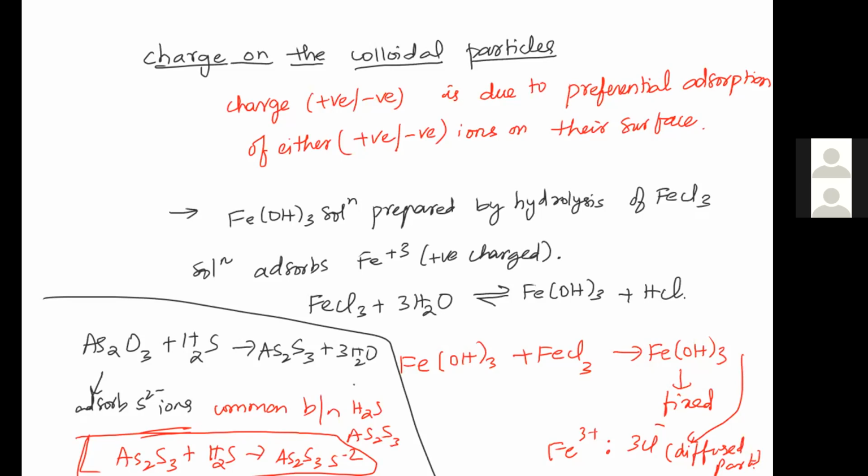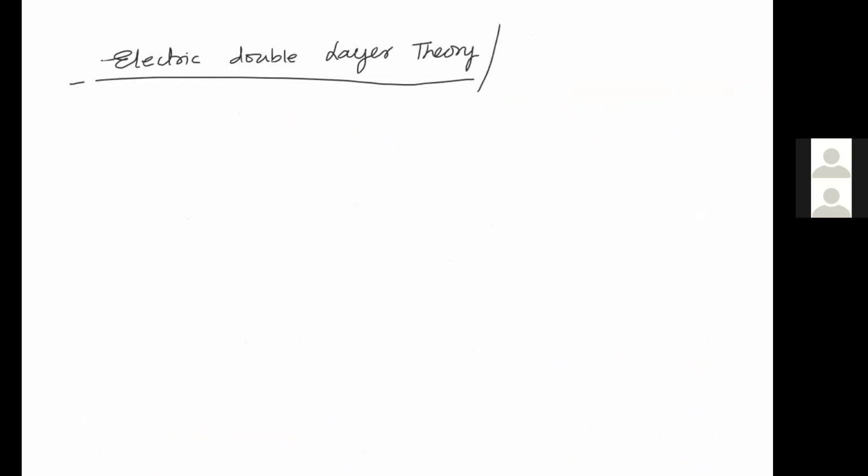Can I clear? So I'm clearing it. Next is electric double layer theory. It is called electric double layer theory, also called the Helmholtz electric double layer.